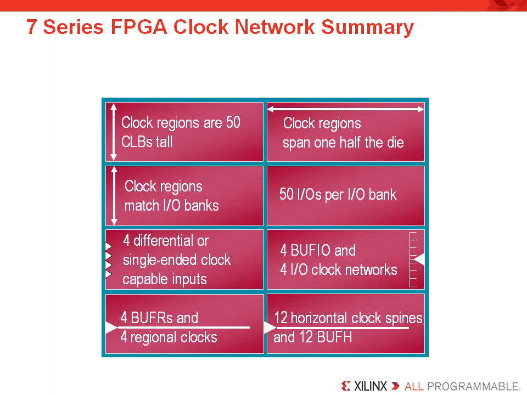You should also note that there are 50 I/O pins per I/O bank. There are 4 BUFIOs and 4 I/O clock networks per clock region. Finally, there are 12 horizontal clock spines, that's 12 BUFH primitives per clock region, and that means that at most 12 global clocks can enter into a single clock region.